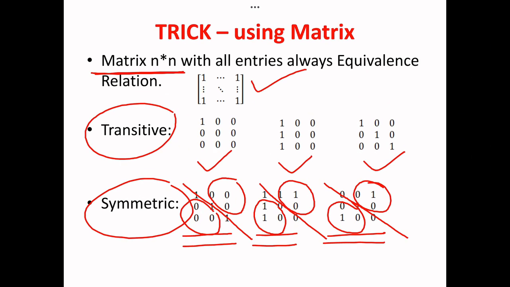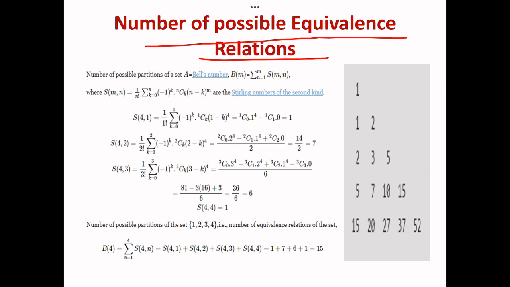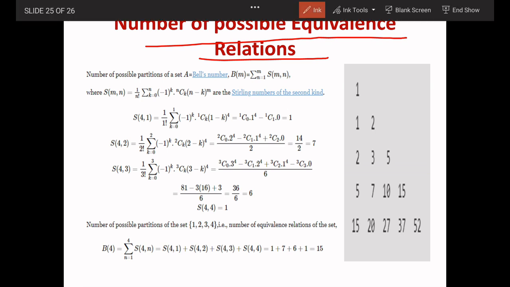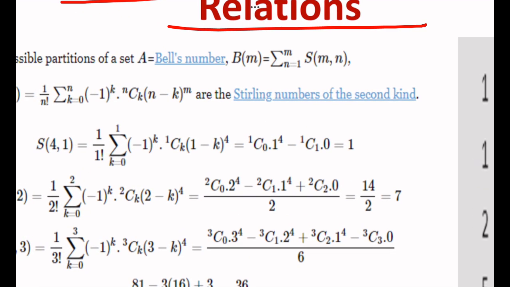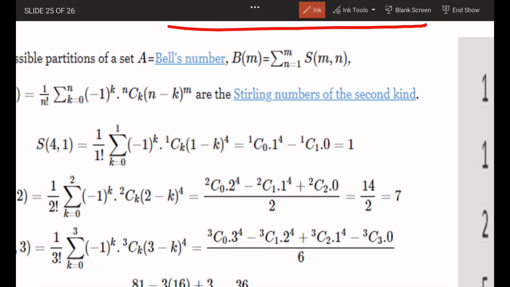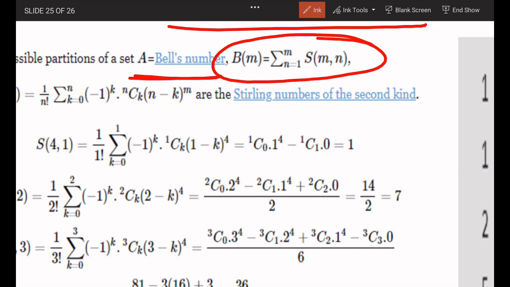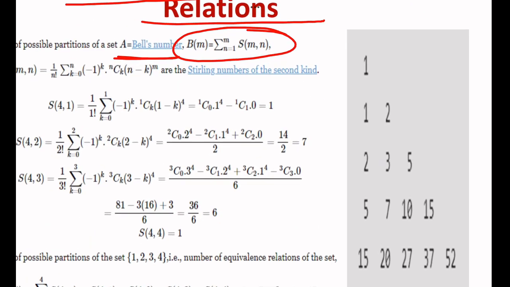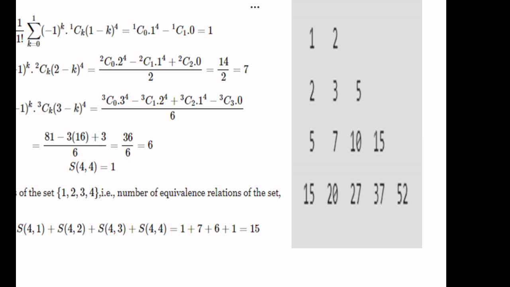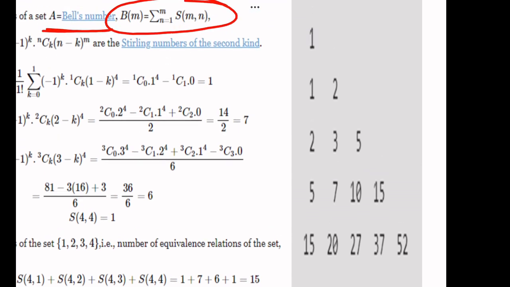So what I told, equivalence relation. Okay, so there is no such simple formula. There is one formula, this is the Bell formula. He discovered this formula. So he has given one formula. By the help of this formula, you can find the exact answer. So here I will not waste your time. So you should remember, I will explain.